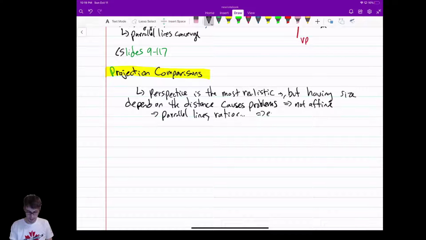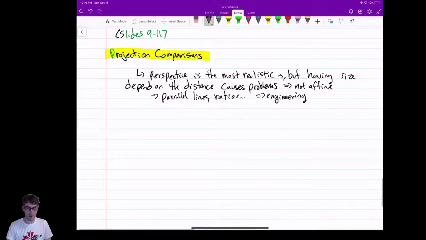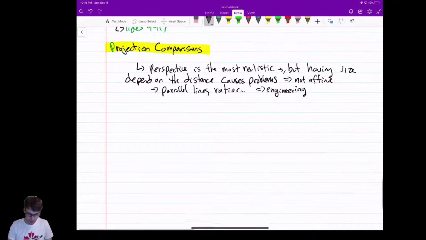Now, think about engineering for a second, or architecture. If you have a rendering of a scene, you might want to depend on ratios. You might want to be able to grab a ruler and measure something. You can't do that with perspective projections. So we have some other options.